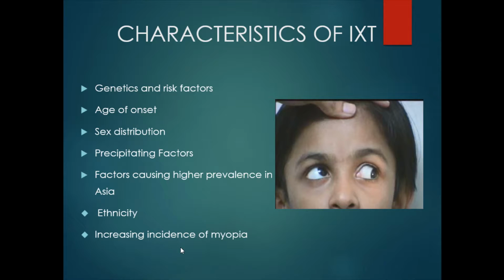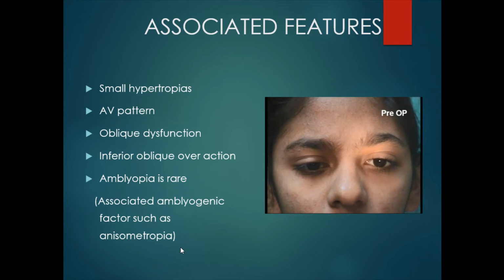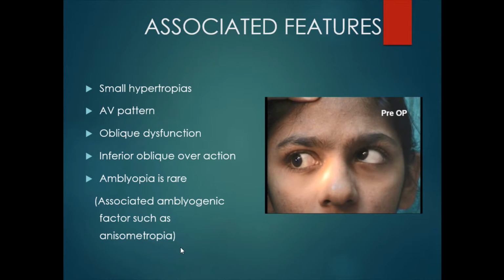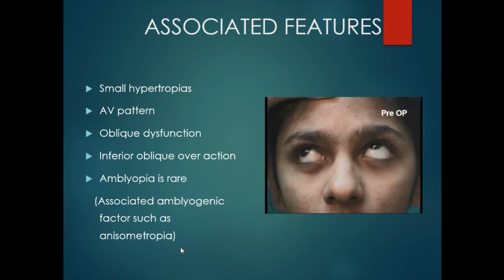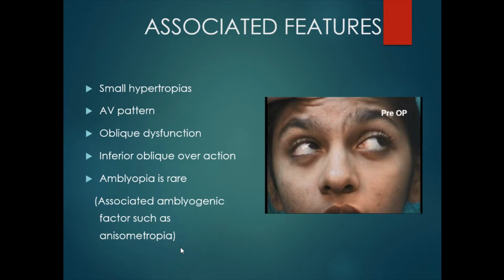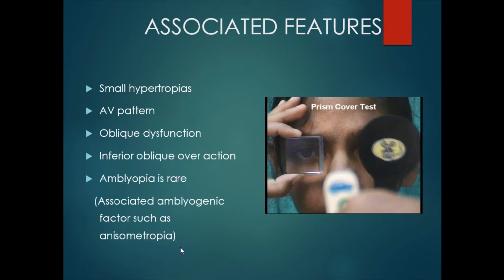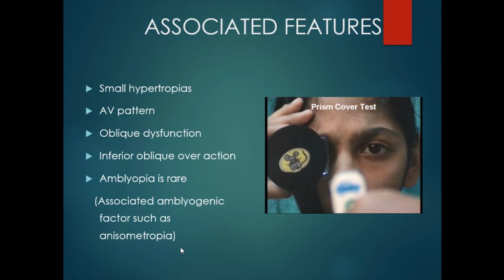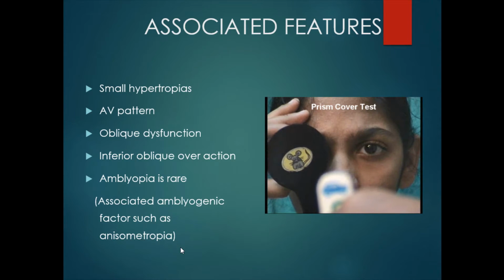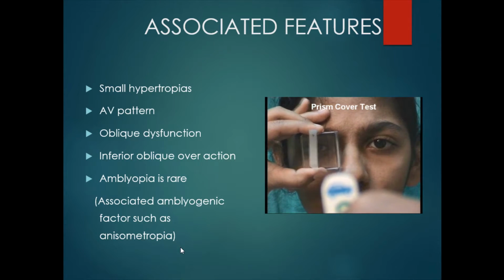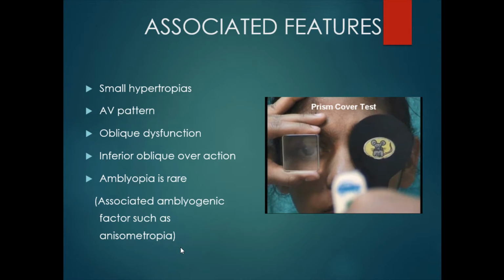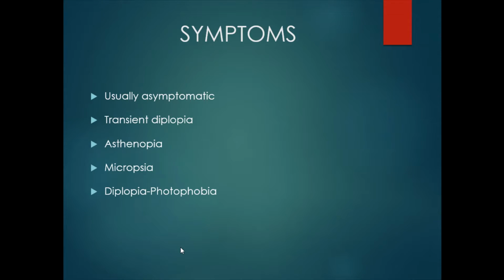Precipitating factors, we all know: daydreaming, fatigue, sickness, and then again in Asia, mainly because of ethnicity and the increasing incidence of myopia. The other associated features along with exodeviation, you can have small hypertropias. As we see in this patient, there is a pattern deviation, there is an inferior oblique overaction. There was some discussion going on whether we should deal with the inferior obliques in these kinds of patients. And amblyopia is usually very rare in these children, but if there is an associated amblyogenic factor like an associated anisomyopia, then there is a chance that these children can go in for amblyopia.